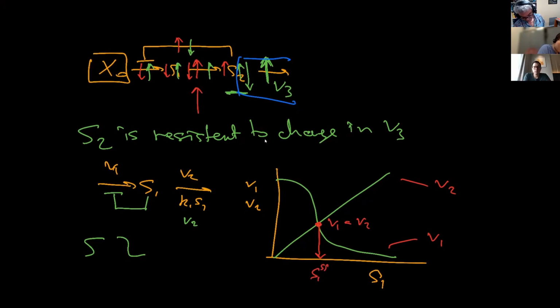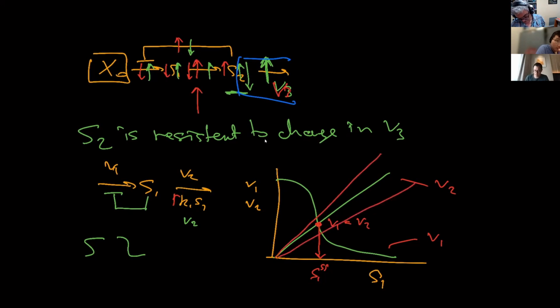Now, what's the equivalent to changing the V3? The equivalent to changing this V3 up here is the same as increasing K1. Increasing K1 is the same as changing the slope of this line.